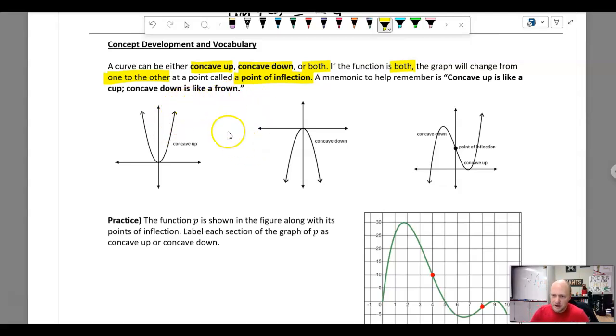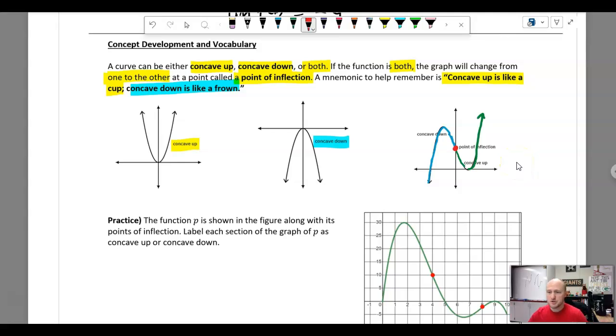And we have some examples here. Here is concave up, and remember that concave up is like a cup, or a smiley face, and then concave down is like a frown. So here is concave down. You can see an example here where our graph is concave down. It's opening downward, and then it changes into concave up, like that. And where it changes, that point is called a point of inflection or an inflection point.